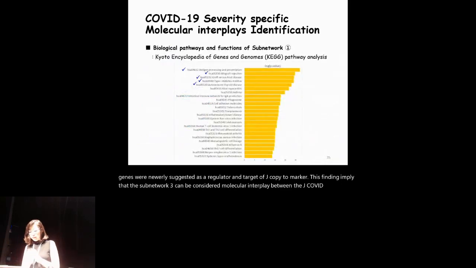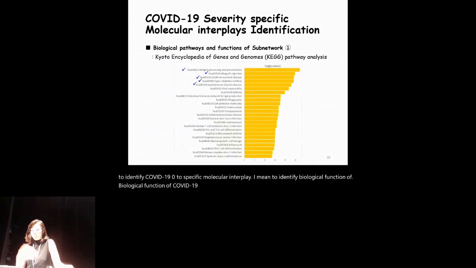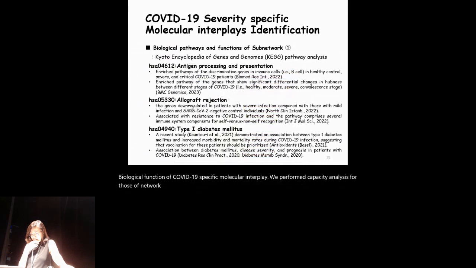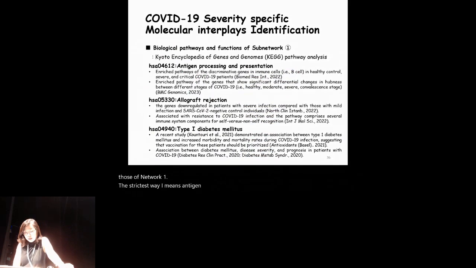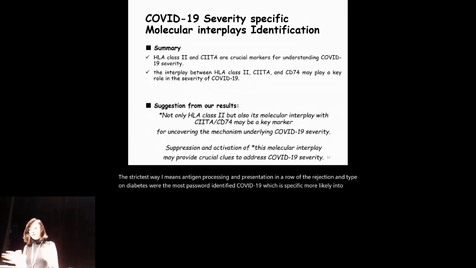And to identify the biological function of the COVID-19 specific molecular interplay, we performed KEGG pathway analysis for subnetwork 1. These 3 pathways, I mean antigen processing and presentation, allograft rejection, and type 1 diabetes mellitus, were the most enriched pathways for the identified COVID-19 severity specific molecular interplay. So our results can be summarized here.